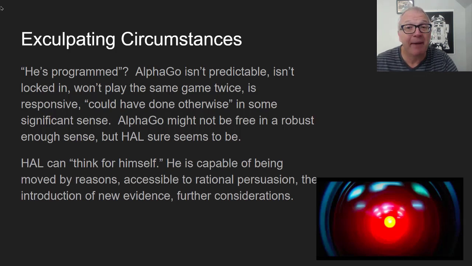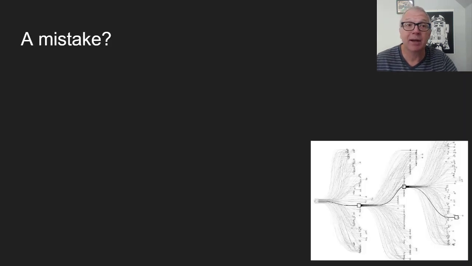So Dennett asserts that HAL can think for himself. For example, he's capable of being moved by reasons. He's accessible to rational persuasion. Like he has this conversation and they argue. He argues back and forth with Dave Bowman. And he's receptive, or at least responsive, to the introduction of new evidence or to further considerations. So it looks like HAL has got what's needed here in order to say he's free.